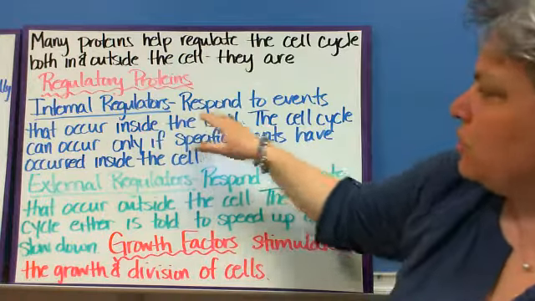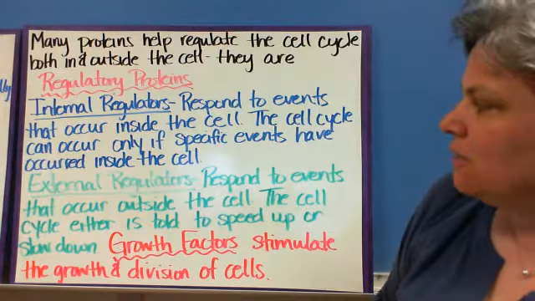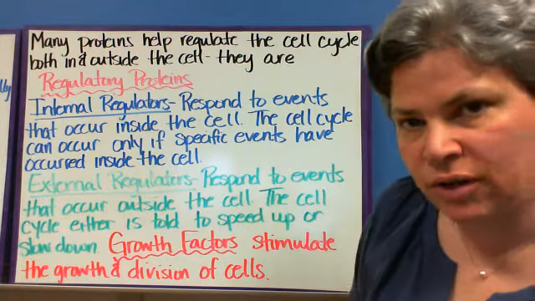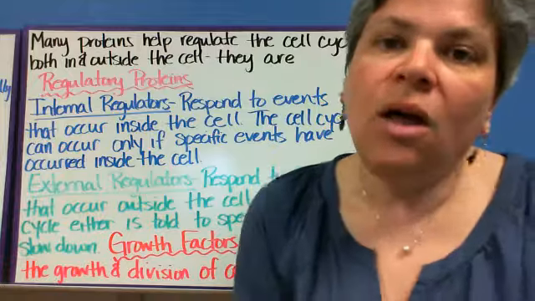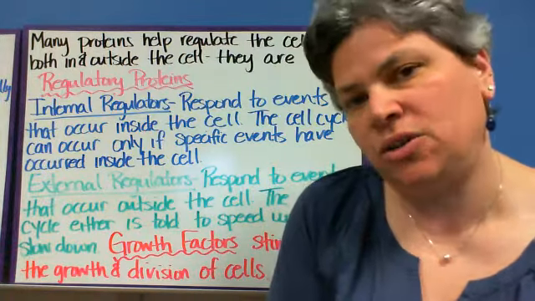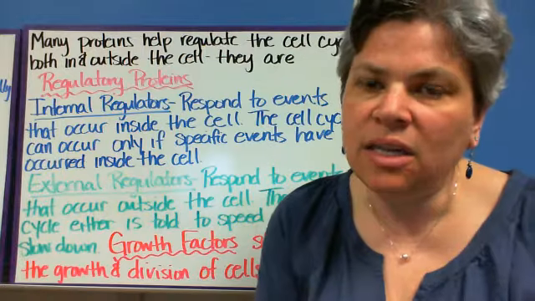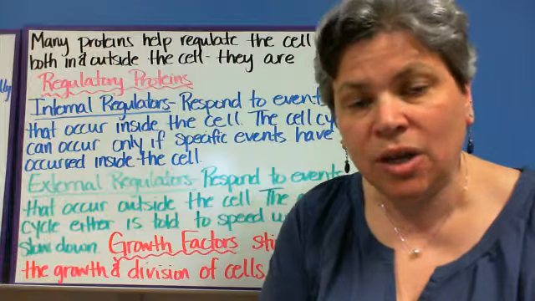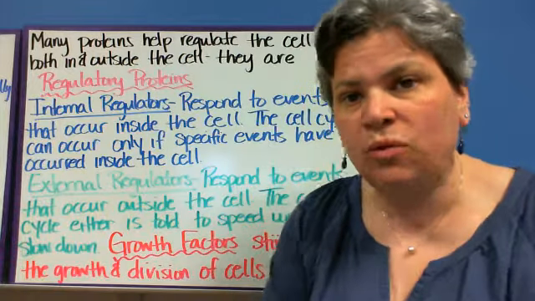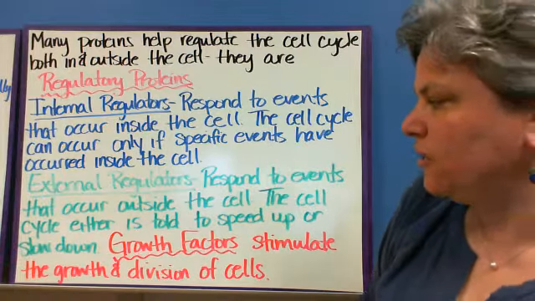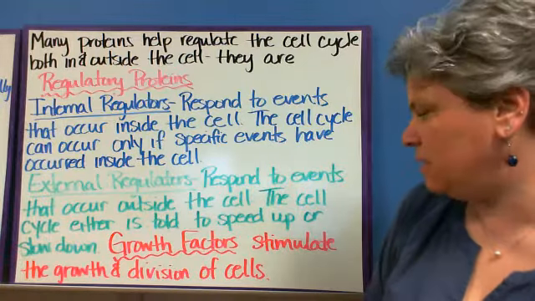Internal regulators are going to respond to events that occur inside the cell. The cell cycle can occur only if specific events have occurred inside the cell. For example, it will only go on if the DNA has replicated during the S phase of interphase. Anaphase can only continue if the chromosomes are attached to those spindle fibers where they can actually separate and move inside the cell. External regulators respond to events that are going to occur outside of the cell.